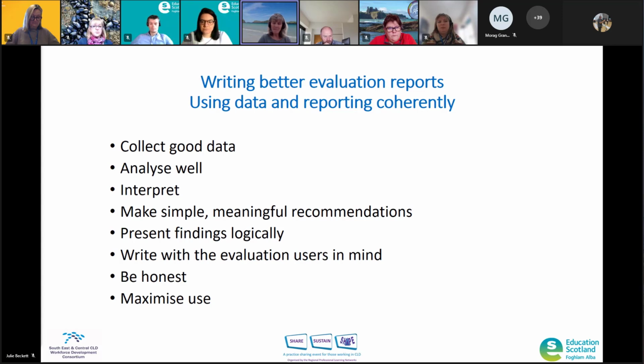And then finally, maximise use. Help the evaluation users feel a sense of ownership of the process and report. Share your findings along the way if appropriate. You don't always need to wait for the final report. Good timing of the final report helps. Make sure that it's ready in time for relevant decision making or deadlines.